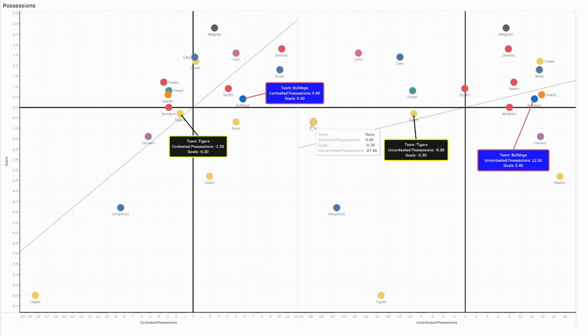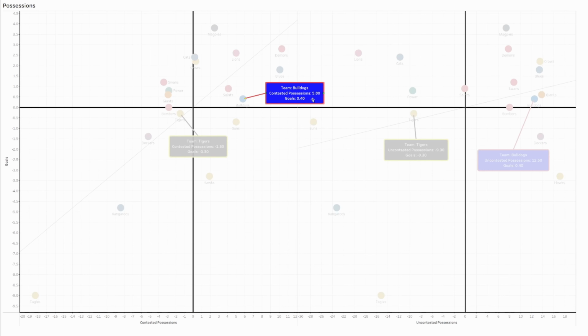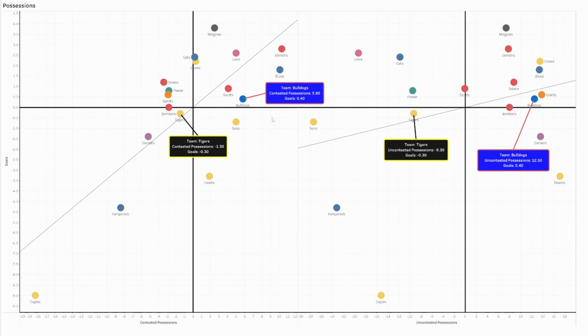So for instance, we've got here the possession numbers. For Richmond, on average, they concede 1.5 fewer contested possessions. Or that's what they get themselves. They usually get 1.5 fewer contested possessions per game than their opponents. Whereas the Bulldogs over here, they get 5.8 more contested possessions per game. So that's the differential, and that's what we'll be focusing on. So we'll get straight into it.